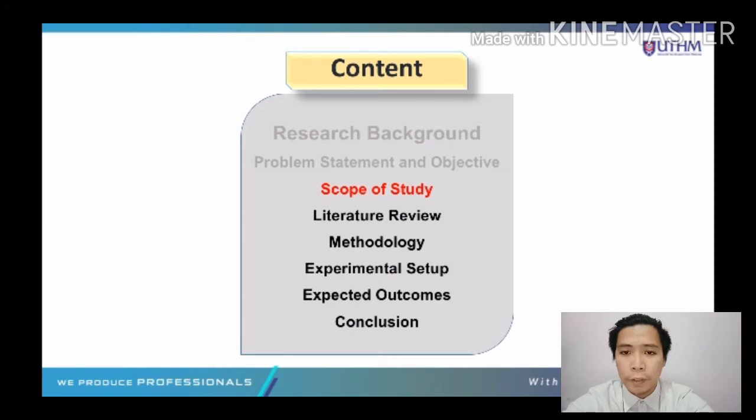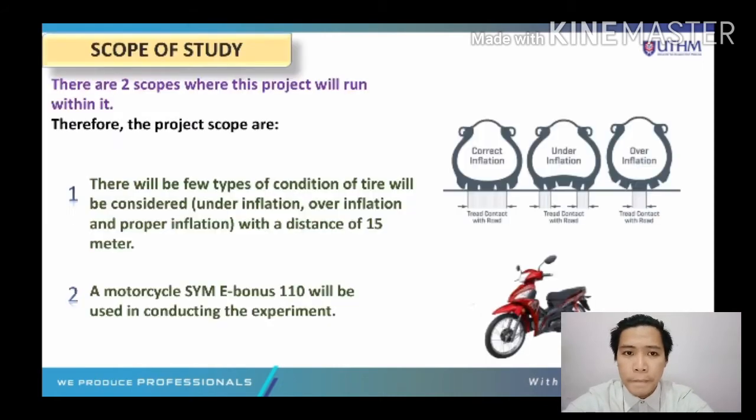So move on to the next content, the scope of study. In this project there are two scopes of study. The first one is that a few types of tire condition will be considered, which are under inflation, over inflation, and proper inflation, with a distance of 15 meter. And the second scope is that the motorcycle SYM Bonus 110 will be used in conducting this experiment.